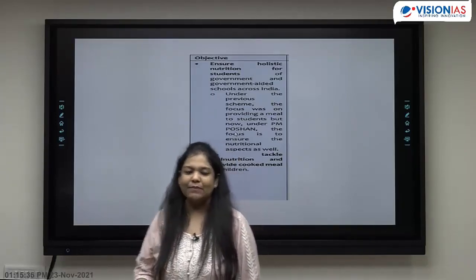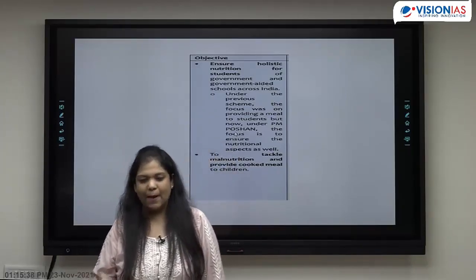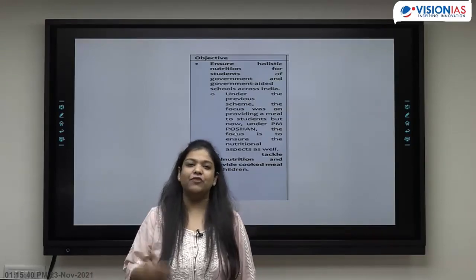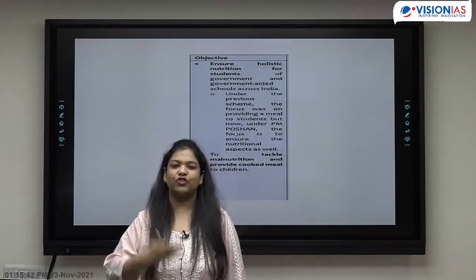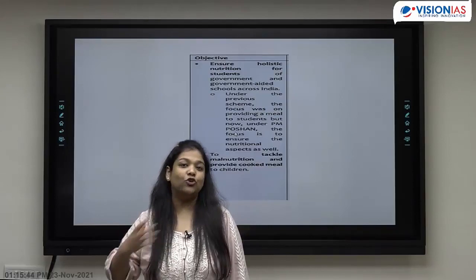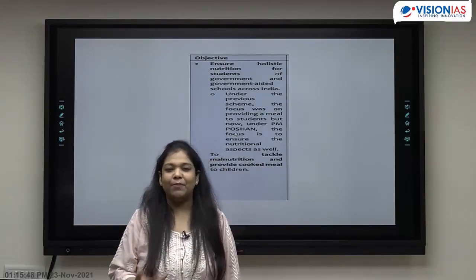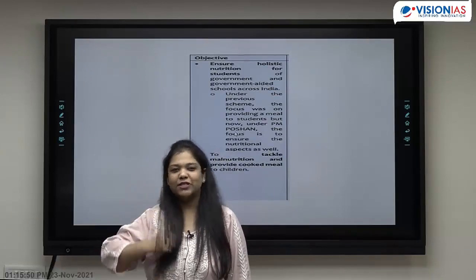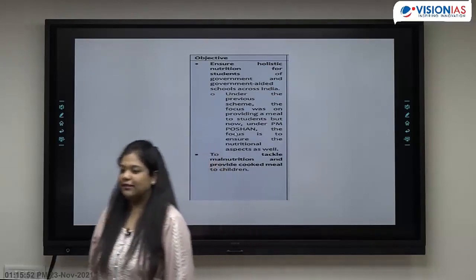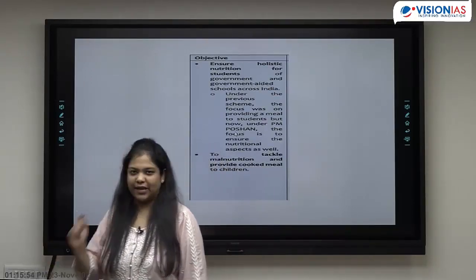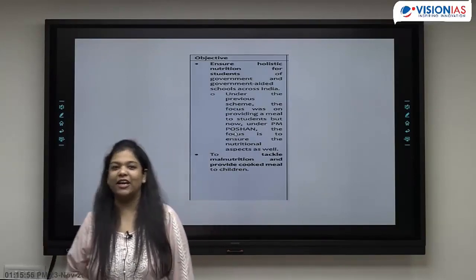It was not that midday meal did not have a nutritional component, but then they are highlighting that the previous scheme was only focusing on the food. They did not focus on nutrition. But okay, there might have been difficulty in implementation, but previous schemes were focusing on nutrition. There was a provision for how much protein intake has to be provided, how much calorie intake has to be ensured.